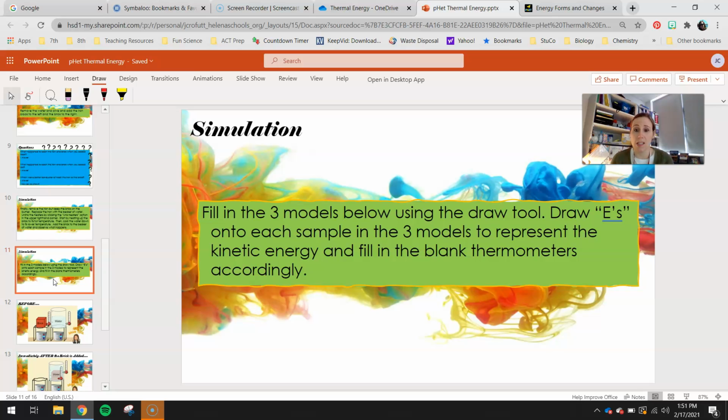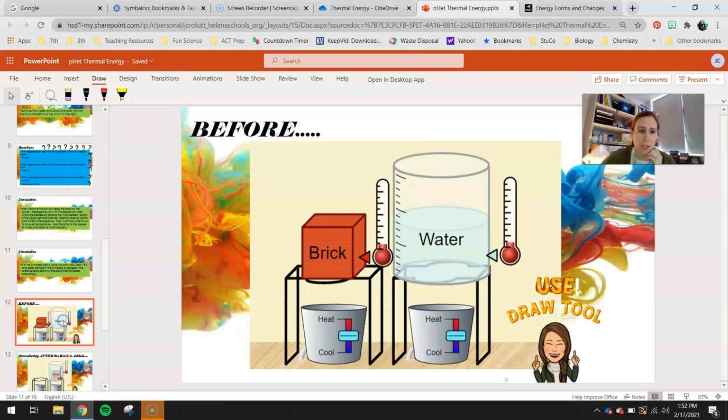Okay, so in the 3 models, you guys are going to use the draw tool to do this. You're going to add some E's to each sample. And remember, you want to add as many E's as you think is appropriate. So if you have a piece of matter with a lot of energy in it, you're going to add a lot of E's. Make sure you represent how much energy that object has by adding either more or less E's. And then you're also going to fill in the blank thermometer. So there's 3 models you're going to do.